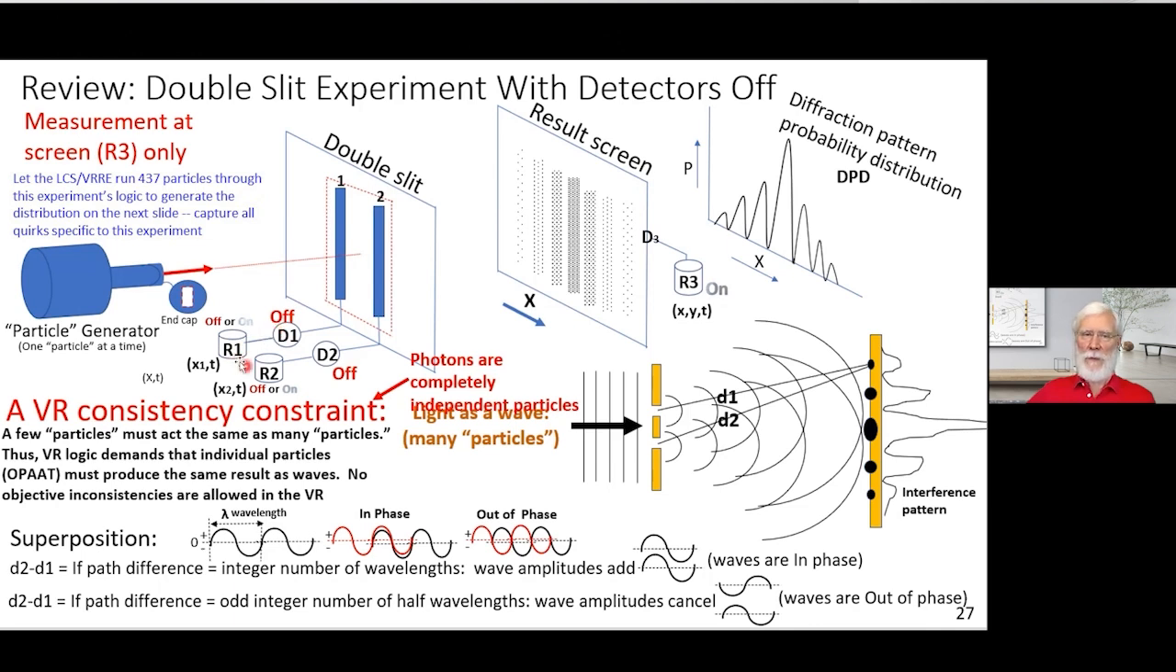So every piece has its own logic, and if you take all the logic of all the pieces and put it together, you have the logic of the experiment. Okay, so the larger consciousness system takes 437 particles and runs them through this experiment's logic to generate the distribution that you're going to see on the next slide. Now, it needs to do that because every implementation of this is going to be slightly different.